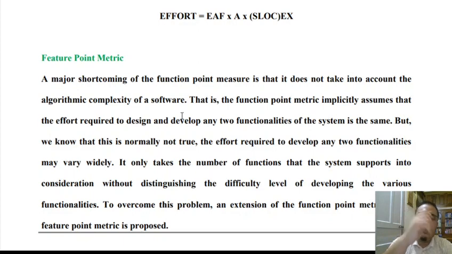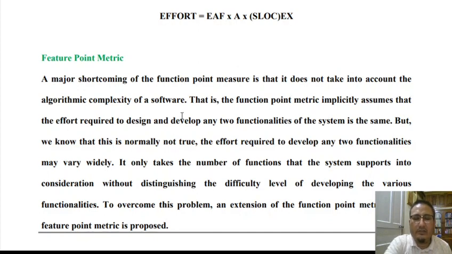One of the major limitations of function point matrix is that it does not take into account algorithmic complexity, which is one of the prime factors influencing the size of the software system. That is done in the case of feature point matrix. In feature point matrix, algorithmic complexity is taken into account in addition to function point matrix for estimating project size. Please listen to me carefully. In feature point matrix, the function point matrix is defined by taking into consideration algorithmic complexity.